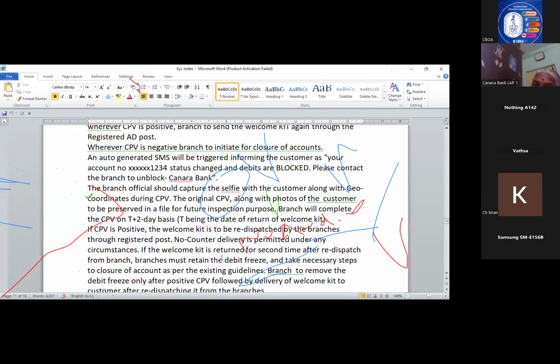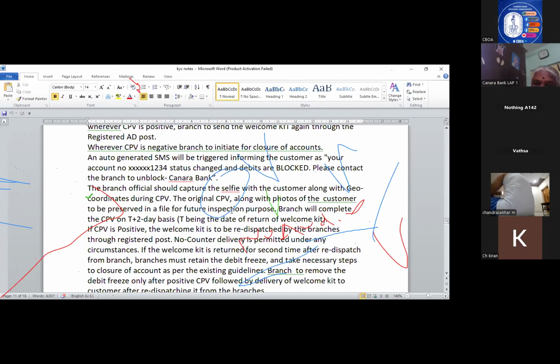Whenever the customer comes, we should ask him why he gave a wrong address and what his correct address is. Give a proper address proof so that we can correct your account and you can operate it. Okay. It should happen within T+2 days. The verification within T+2 days. Okay. This is for individuals.